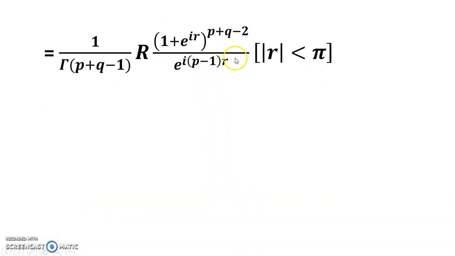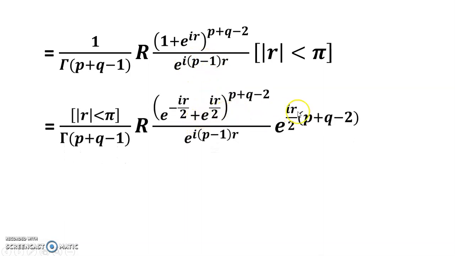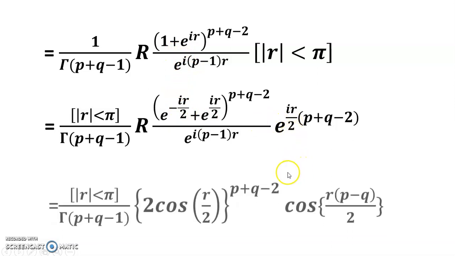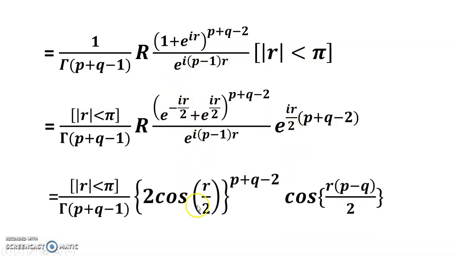And I get this real value. When I get a real value, I take common e to the power i r by 2, and this portion is 2 cos r by 2 to the power p plus q minus 2, and cos of r (p minus q) divided by 2, because r is real. So I hope it is clear for everyone, and I proved this.